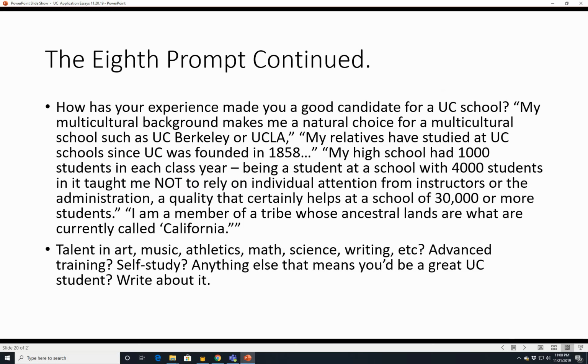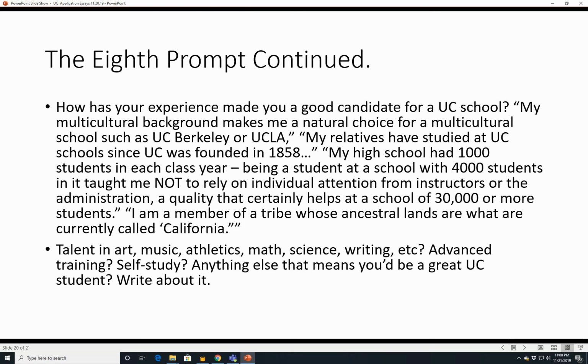The eighth prompt continued. Okay, how has your experience made you a good candidate for a UC school? It might be, my multicultural background makes me a natural choice for a multicultural school such as UC Berkeley or UCLA. You could be part Latvian, Mexican, and Czechoslovakian or something like that. My relatives have studied at UC schools since UC was founded in 1858. Yeah, that's interesting. That might be something that they'd be interested in.